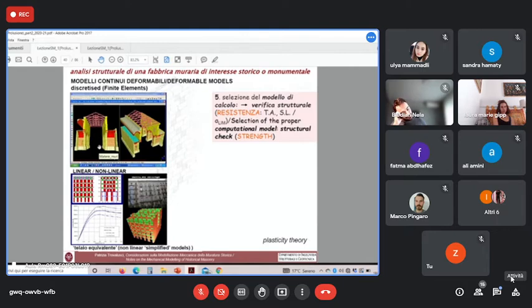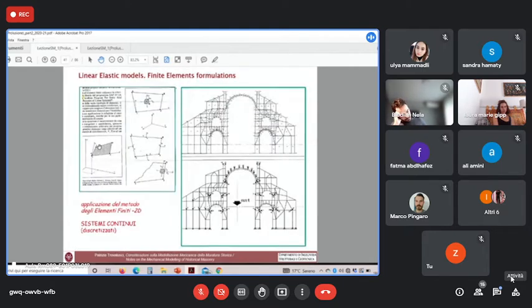And this is an example of a discretization of a structure. This is the section of a church in which, of course, the masonry is continuous, and this continuous body is discretized into a number of pieces. And this number of pieces is a number of so-called finite elements. And these finite elements are connected through some points that are called the nodes.